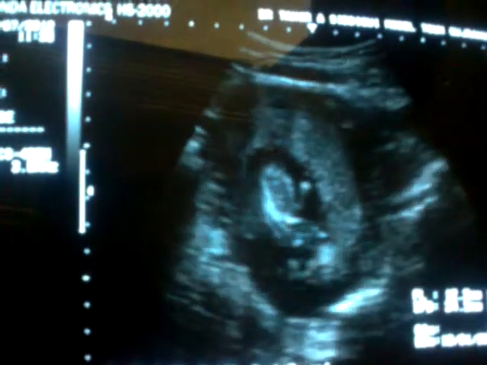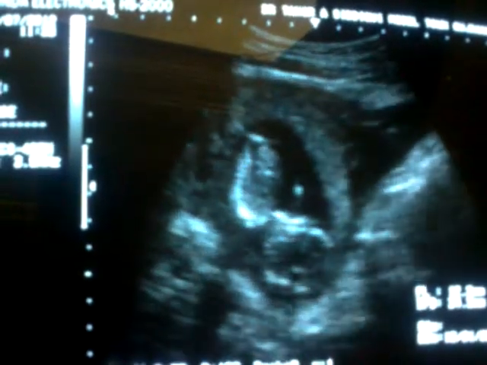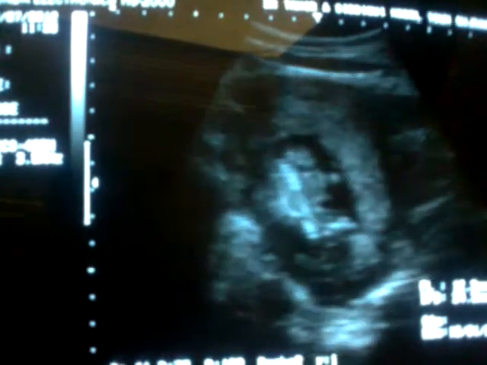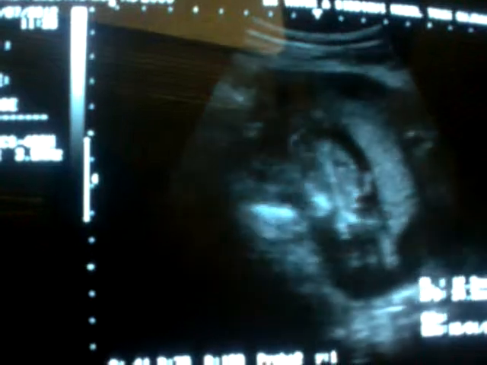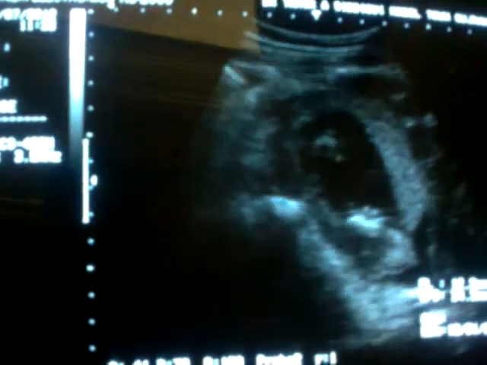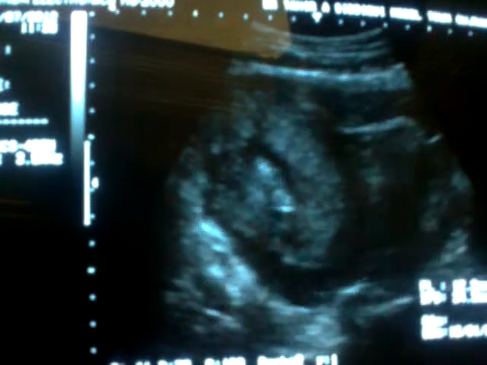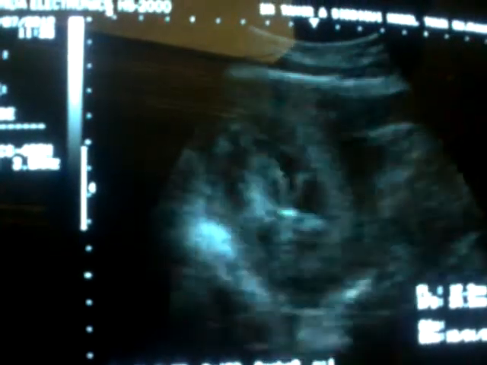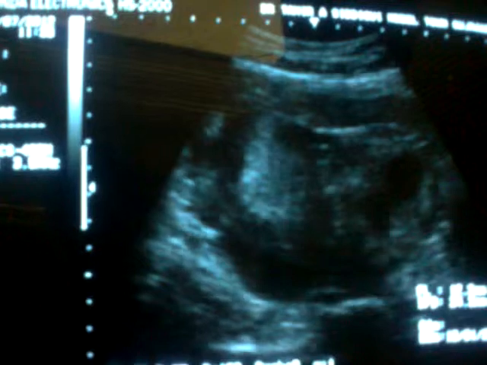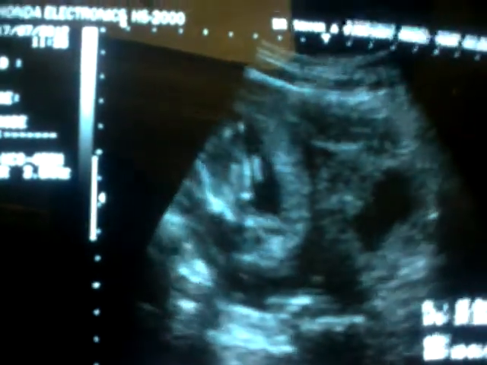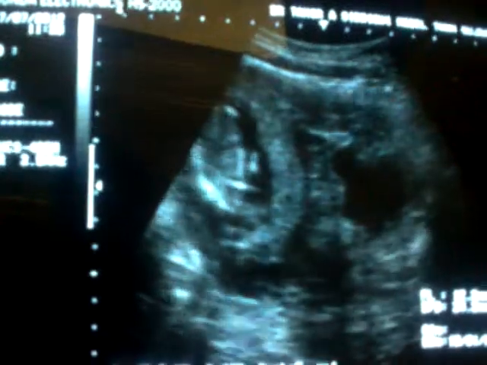It is a 13 weeks pregnancy, 13 weeks 6 days, normal intact gestational sac surrounded by double decidual reaction, and the second sac being empty, and there is a single cervix.